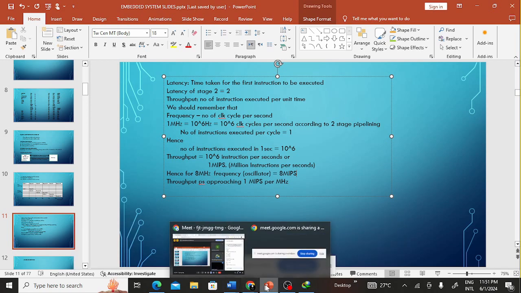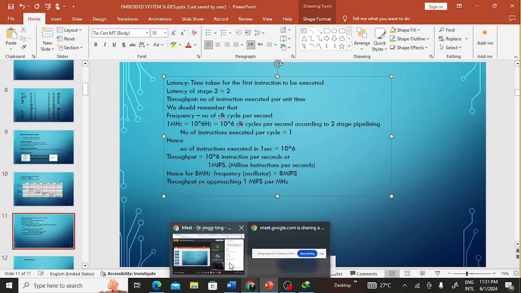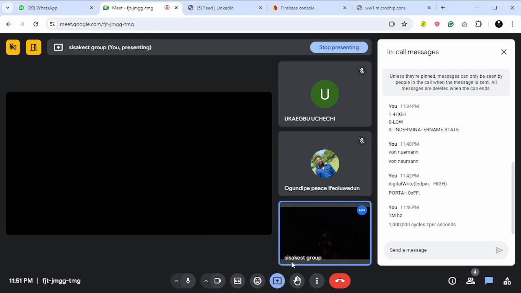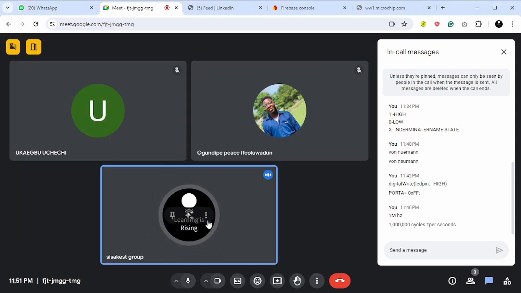All right. So let's look at the datasheet and see this information being expressly stated for all our microcontrollers. So I stop sharing this. I believe it's clear: the concept of latency, the concept of two-stage pipelining, and the concept of throughput. If I have questions, I will answer them.